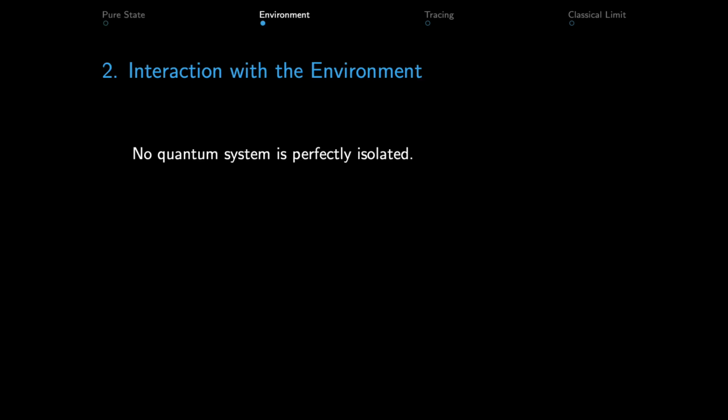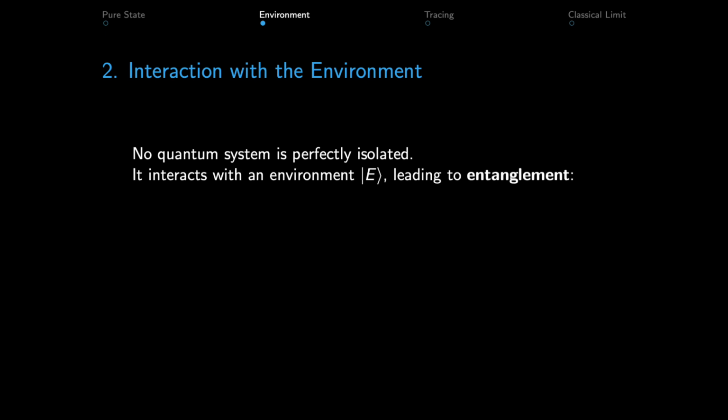Now let's look at the interaction with the environment itself. As you know, there is absolutely no quantum system which is perfectly isolated. As long as it is in a particular state, it would always have some kind of external environment interacting with it. That interaction can be represented by this vector E, or in this bracket notation |E>, and this leads to something called entanglement.